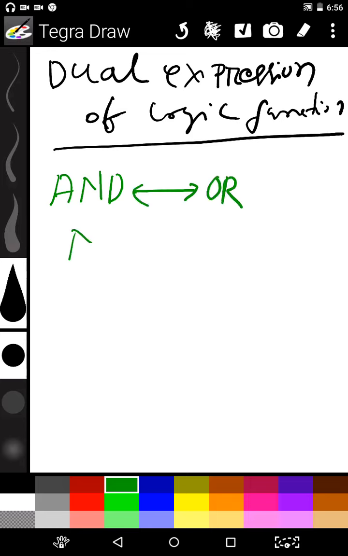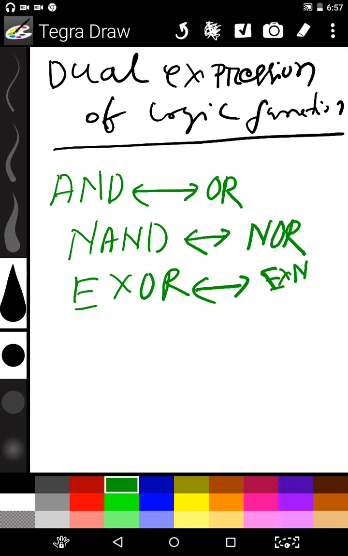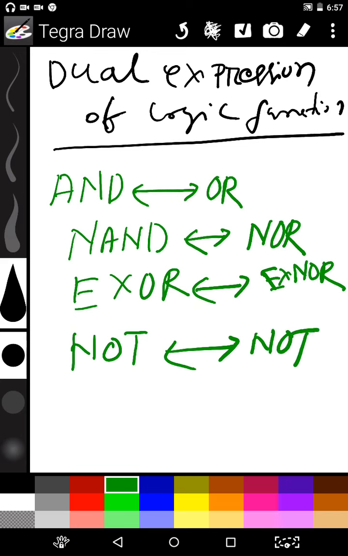Dual of NAND gate is NOR gate. Dual of XOR gate is XNOR gate. Dual of NOT gate is NOT gate. Dual of buffer is buffer.